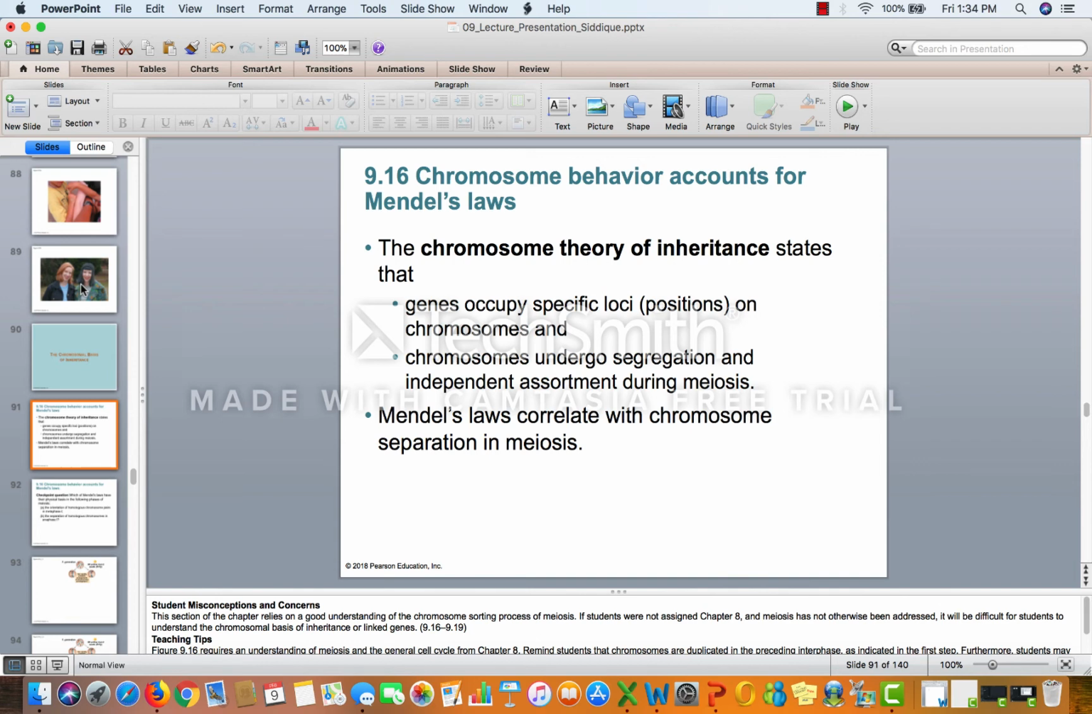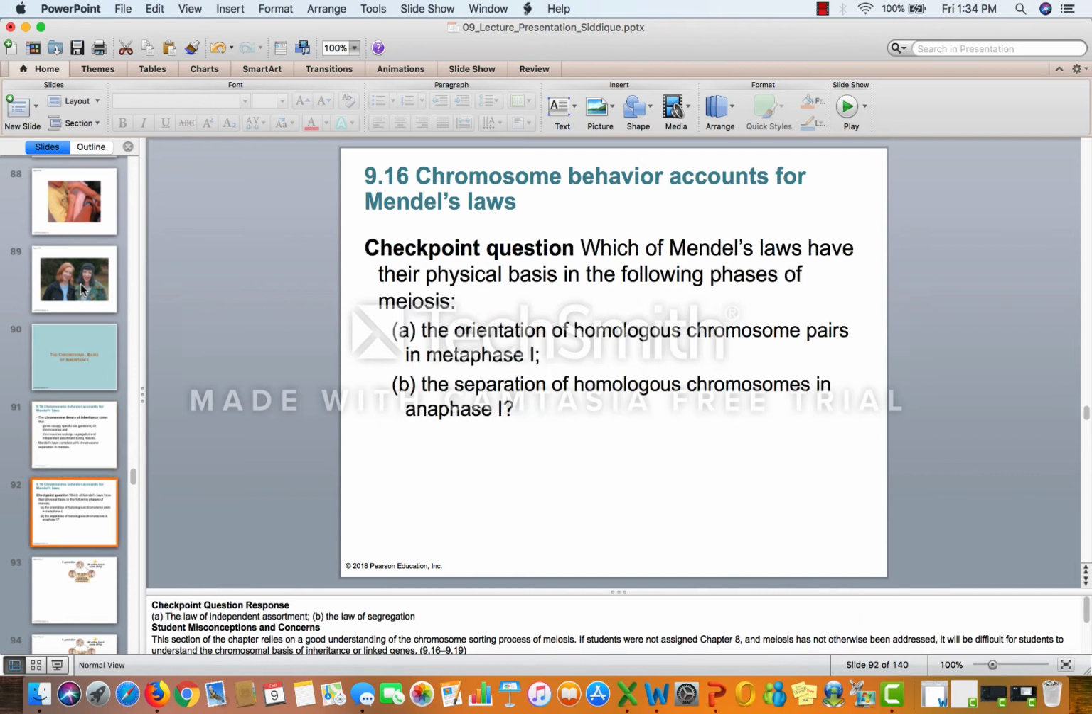Certain genes are inherited based upon a chromosomal theory. So we talked about how they separate in meiosis. Which one of Mendel's laws, the law of independent assortment or the law of segregation, follows below? Which one is it where the orientation of homologous chromosome pairs lines up in metaphase I? That will be the law of independent assortment.